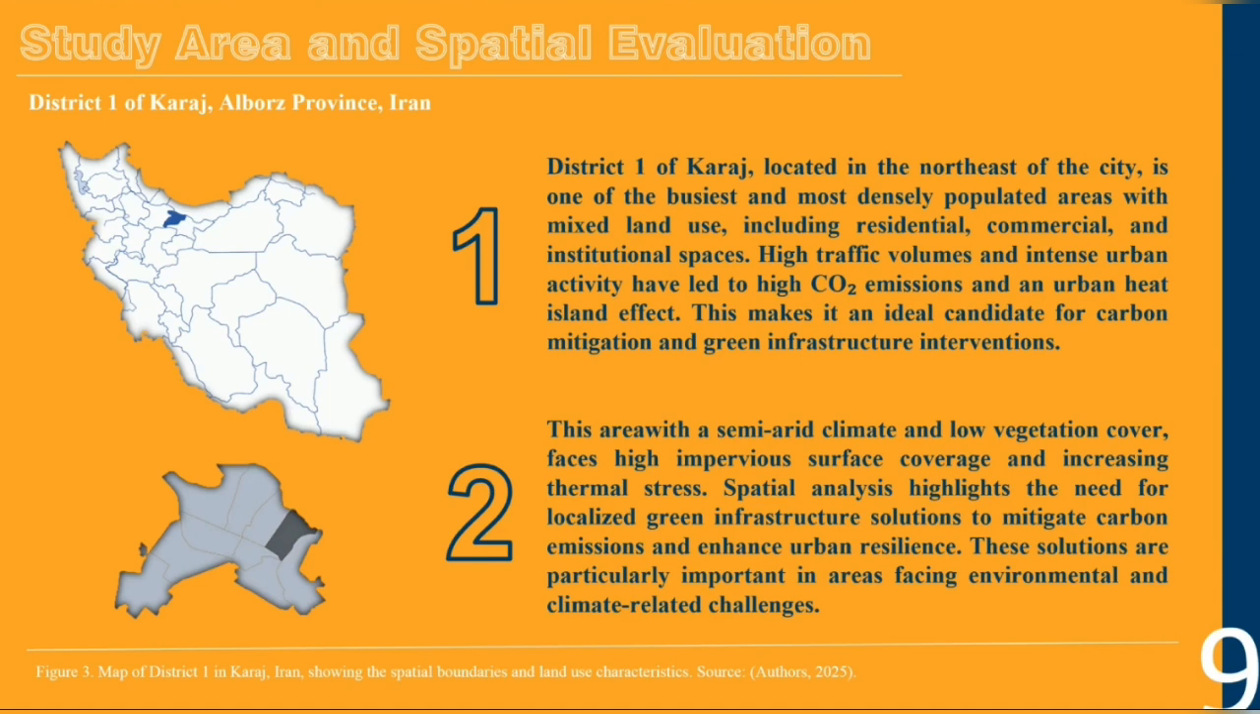District 1 of Karaj, in the northeast of the city, is a high-density and high-traffic area with mixed land use. Due to urban congestion, carbon dioxide emissions and heat island effects are severe, making it ideal for testing green infrastructure solutions. This district has limited vegetation and high impervious surface, leading to increased thermal stress. Spatial analysis confirms the urgent need for localized nature-based strategies to enhance resilience and reduce carbon levels.